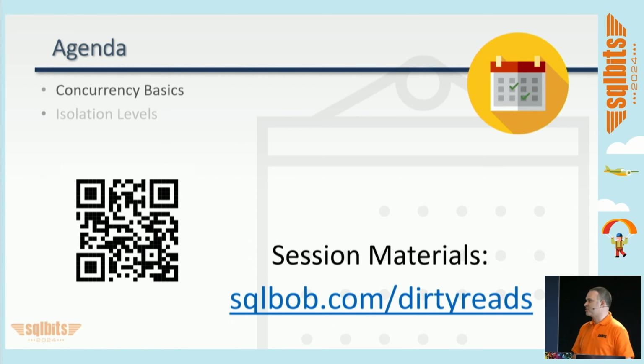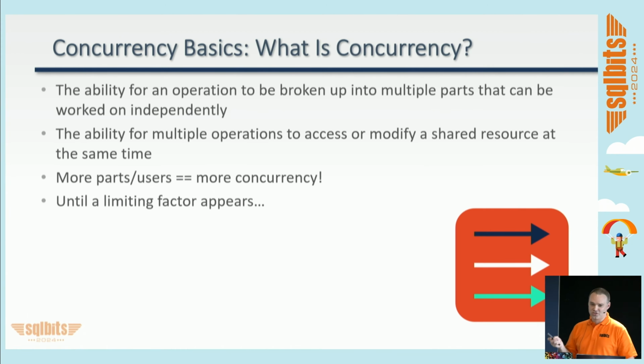So we're going to go back to computer science class for a few minutes and talk about what concurrency is. Concurrency is the ability for an operation to be broken up into smaller parts or chunks that can then be worked on independently of each other, perhaps at the same time. It's the ability for multiple operations to access or modify a shared resource at the same time, and the more parts you can break it up into and work on at the same time, the more concurrency you have. This is all well and good until some kind of limiting factor appears.